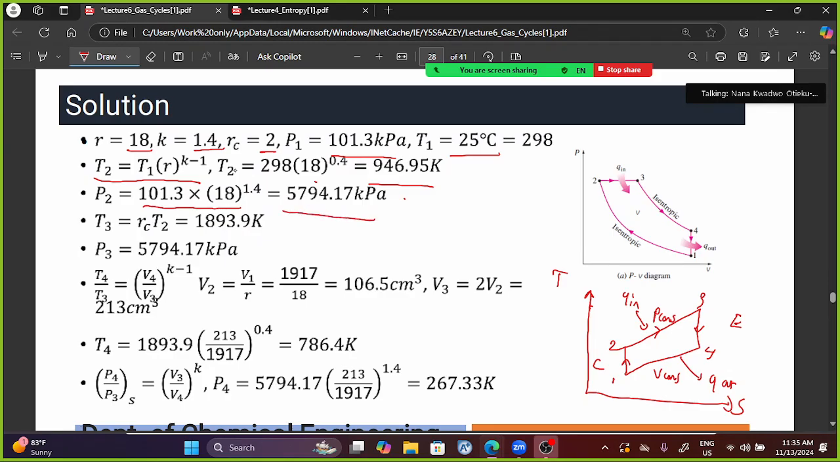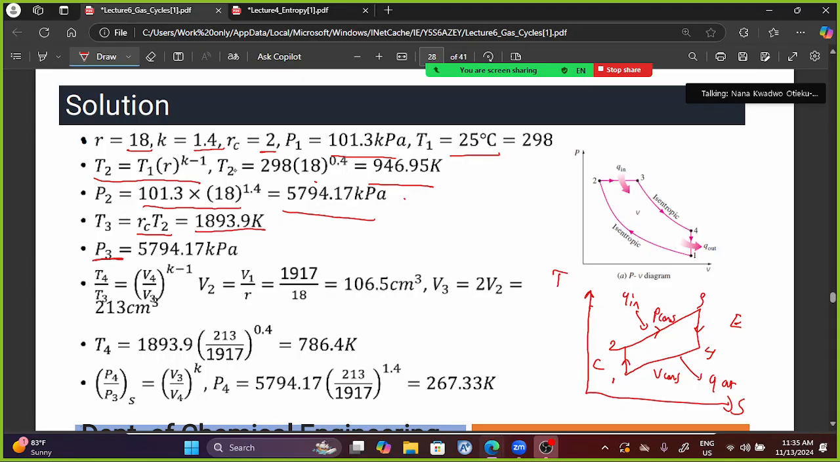So between 1 and 2, we can just use the isentropic expressions relating temperature and volume, or temperature and pressure, or volume and temperature, or volume and pressure, right? So that we can find the other. Then from T3 to T2, we said we can represent it with Rc T2, the cutoff ratio times T2. So we can use that to find T3, right? And then from there we can find the pressure at that point with the same expression.